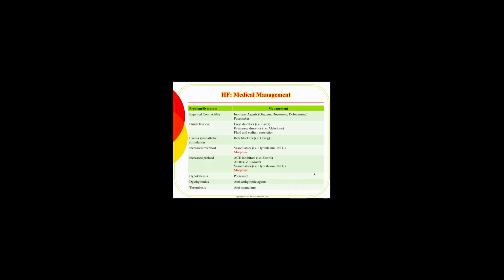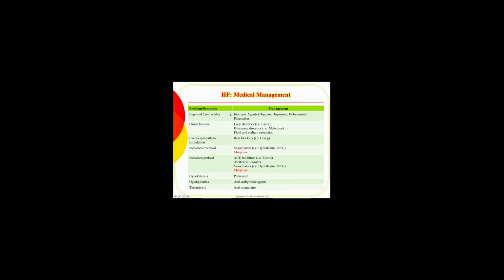Okay, when we think of the management, let's go back and review the pathological symptoms and see how each one can be treated. Now, for impaired contractility, we can use inotropic agents like digoxin. Now, this is a medication the patient can take home. It's available IV and PO, but dopamine and dobutamine, this is if the patient is admitted and usually goes to ICU to receive this medication.